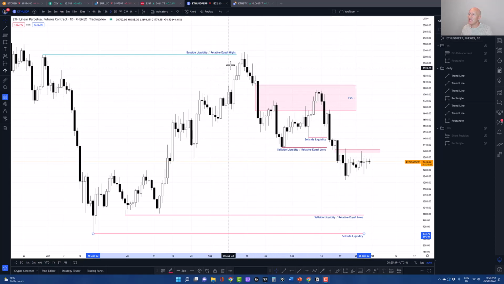So we've taken out this buy side liquidity, relative equal highs up here. The market's traded lower. You can see, and this is on the daily chart, remember, we've painted this bearish fair value gap here. We've traded into it twice, and now the market has started to trade lower, and you can see we've taken out this sell side liquidity on the way down.